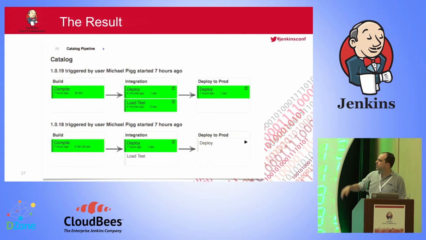And so that deploy to prod is not showing green. It's not even been executed. Whereas the 1.0.19 was completed all the way across.